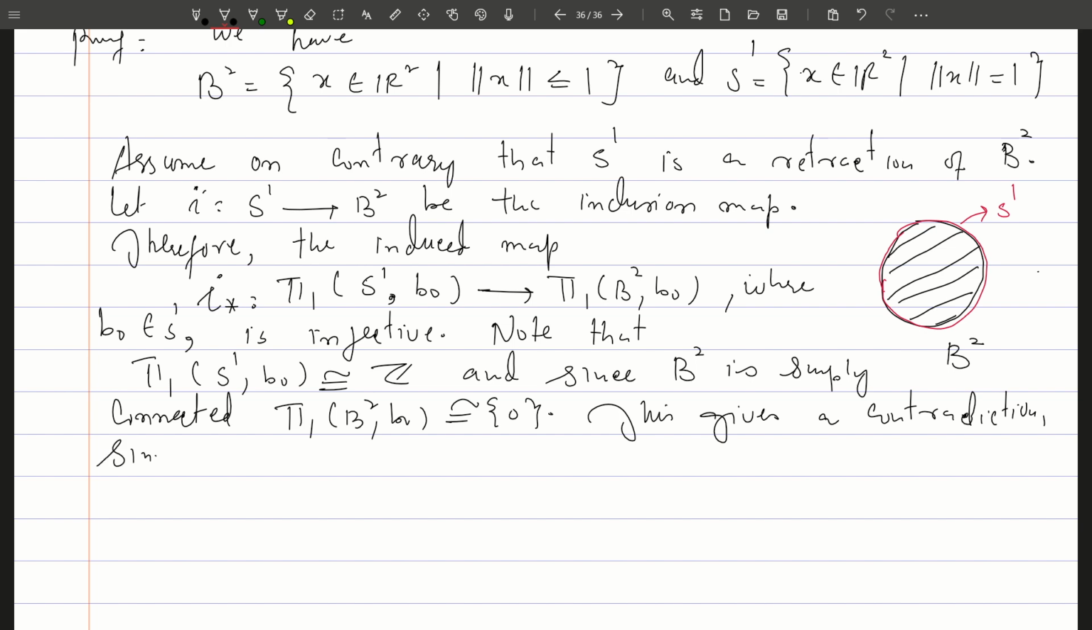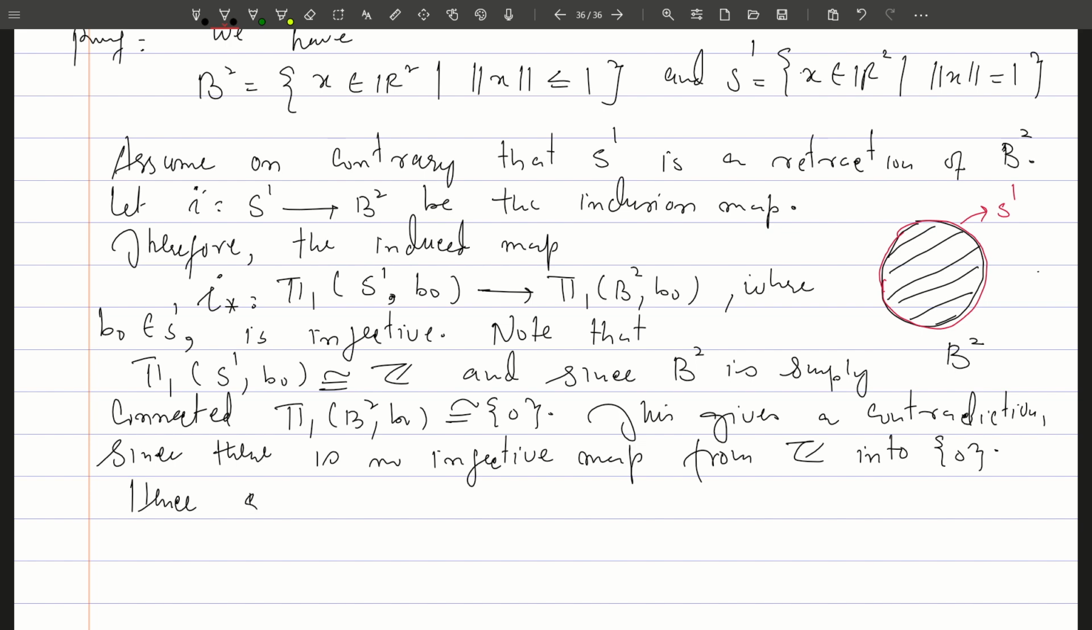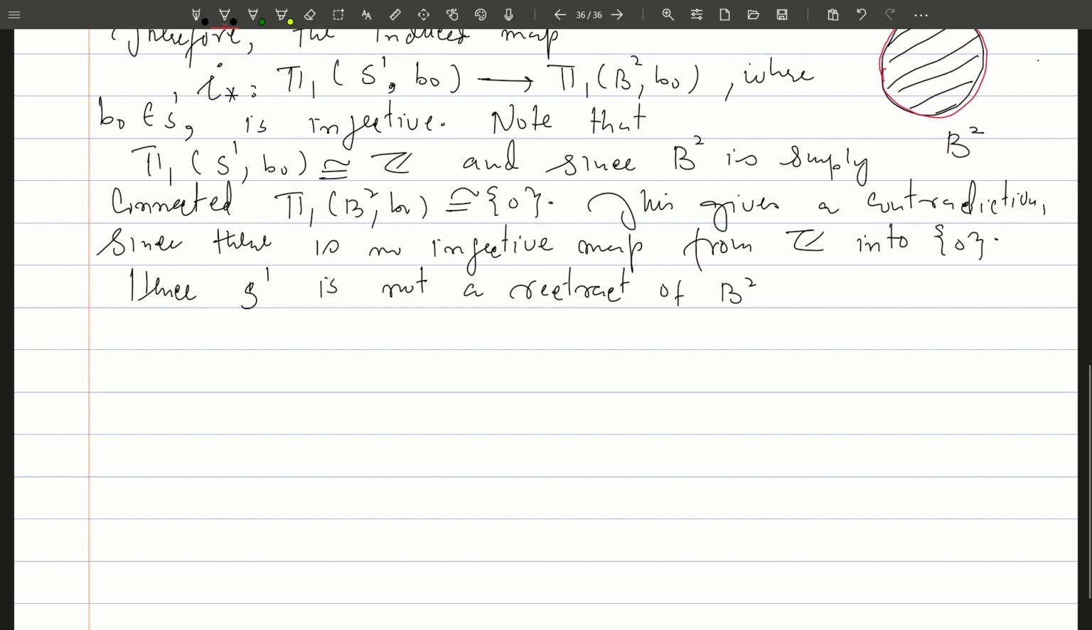since there is no injective map from Z into 0. Hence, S1 is not a retract of B2.